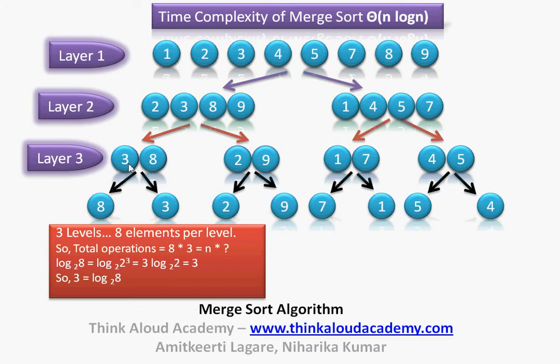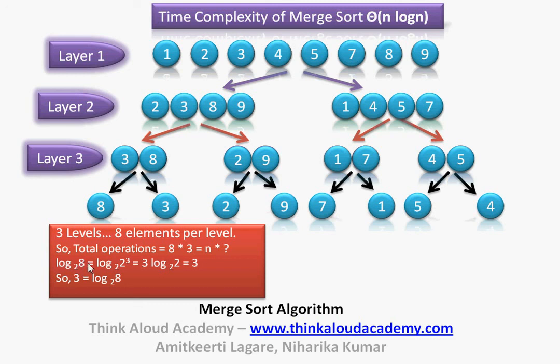We will ignore this 4th level because there is no processing done here. We split and go back. The processing of merging is done at layer 3. So we can safely ignore this layer because there is no processing, so no time complexity is incurred at this 4th layer. So the total operations are 8 into 3. So 8 elements at each level and 3 such levels. Now I know 8 is actually n, but how do I represent this 3?